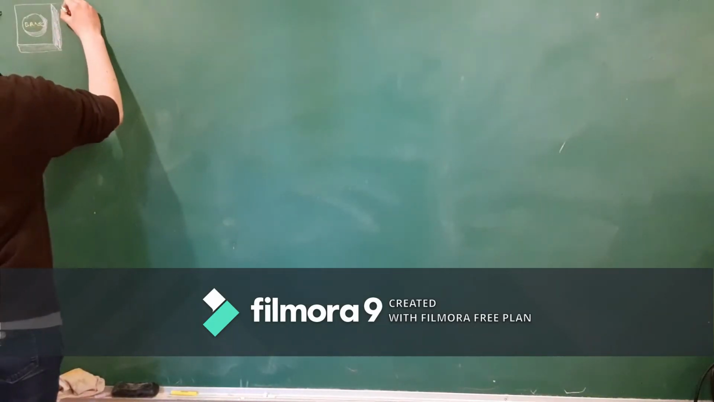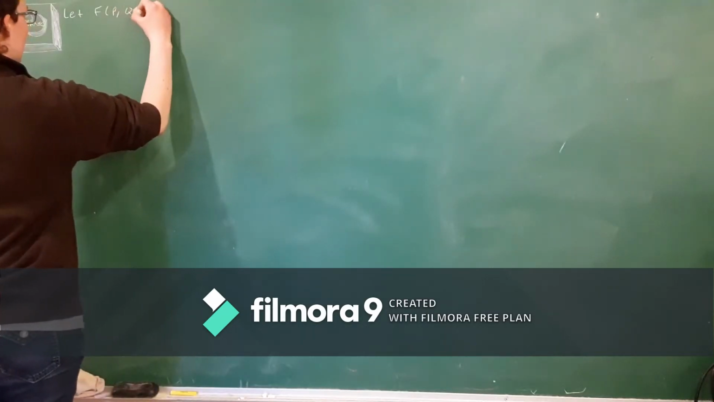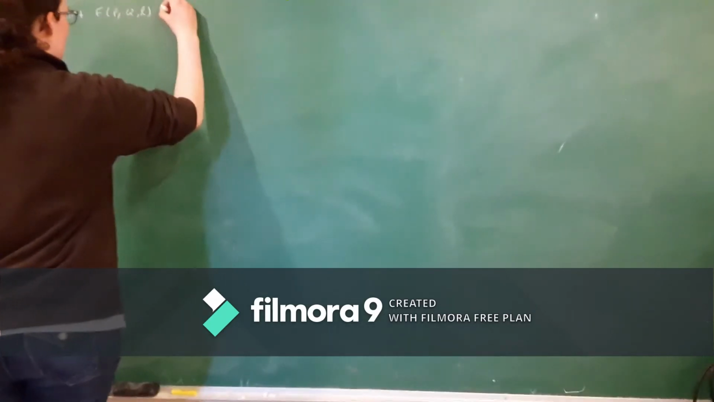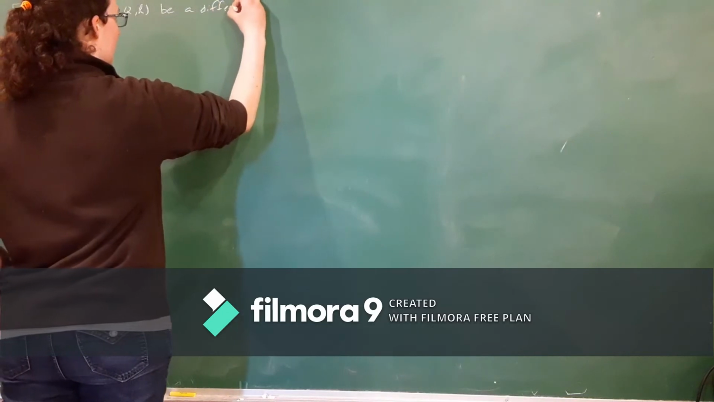Let F(P, Q, R) be a differentiable vector field from R3 to R3. F is irrotational if the curl of F is 0 everywhere, and incompressible if the divergence of F is 0 everywhere.